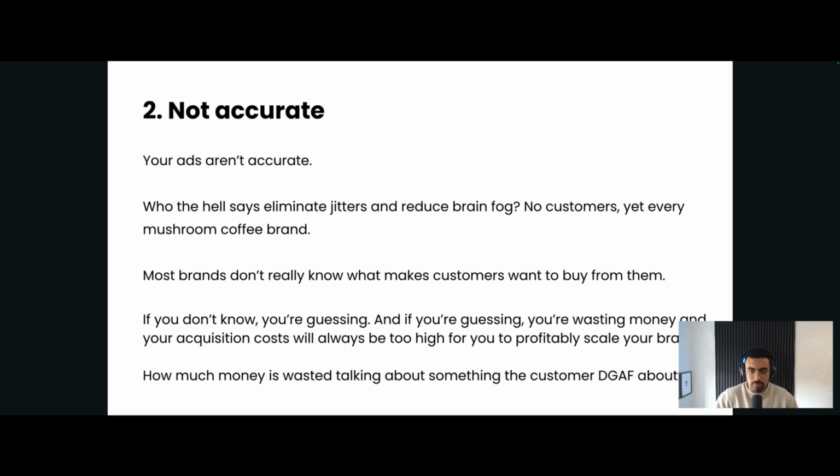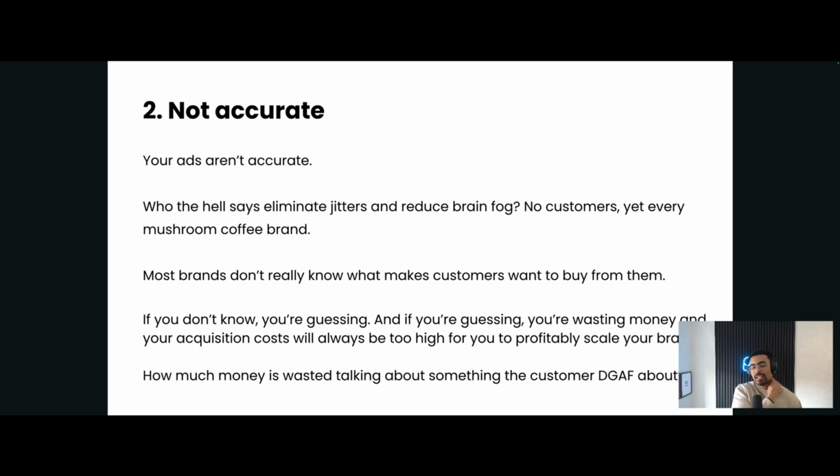Engage with Reddit forums, look at reviews, put it into AI, put your competitors' reviews into AI, and really understand on a granular level what it is that your customers need to see from you in terms of that exact messaging to want to buy from you.